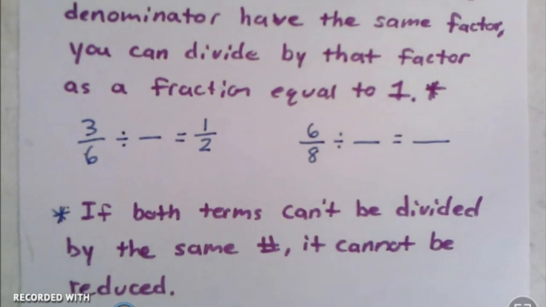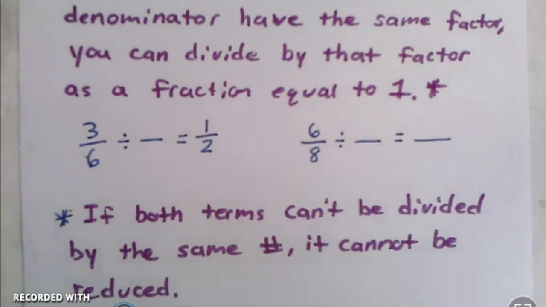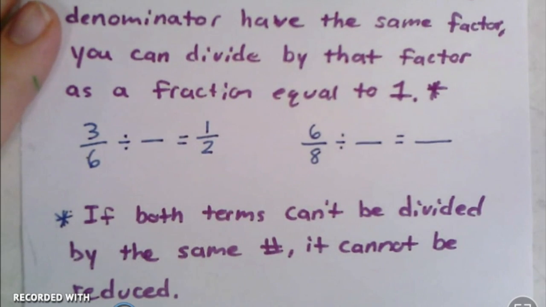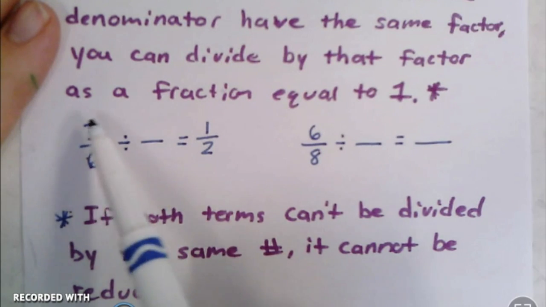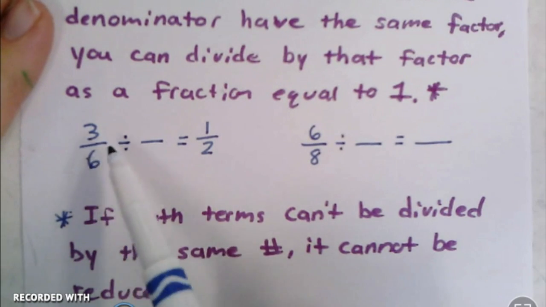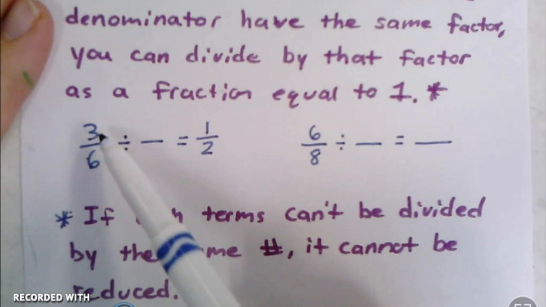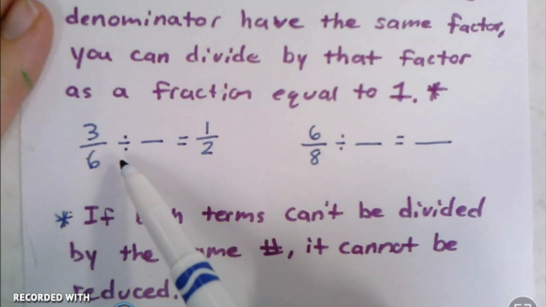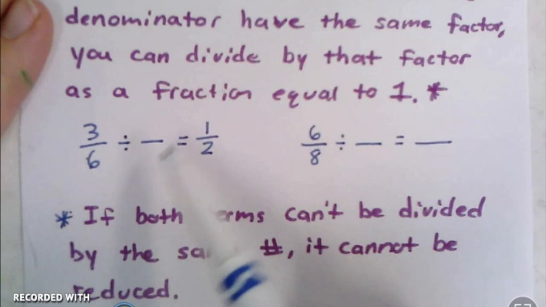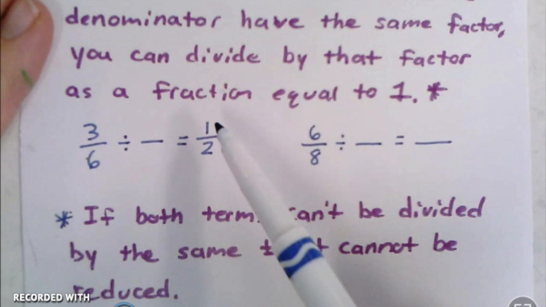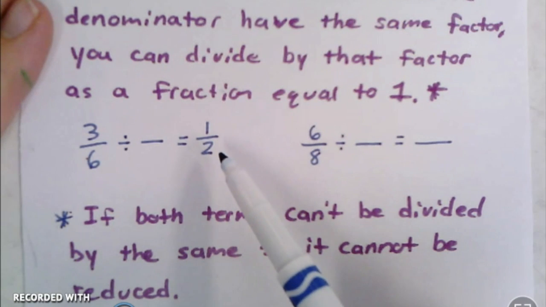I always feel like when I explain these things in words like that, it's more confusing than just looking at an example. So here's an example. I have 3/6 and I want to simplify it. I'm going to look for a factor that both 3 and 6 have in common. What could I divide them both by? It has to be the same number. And in this case, it's kind of giving you a hint that your answer is going to be 1/2.